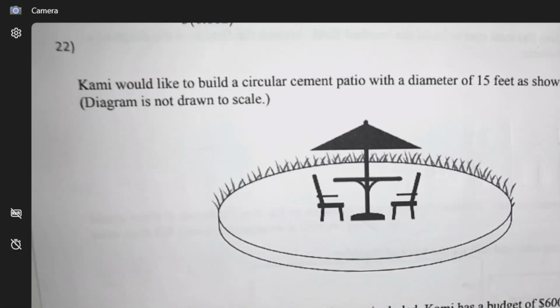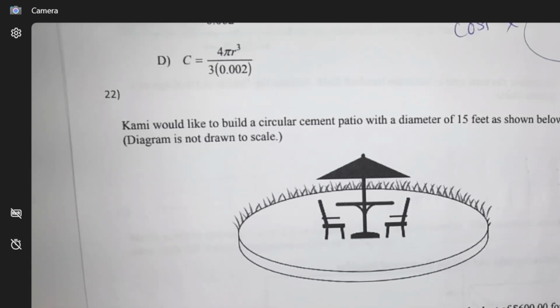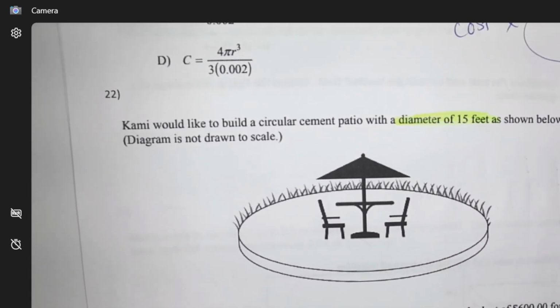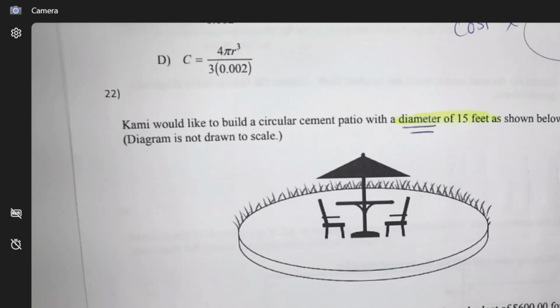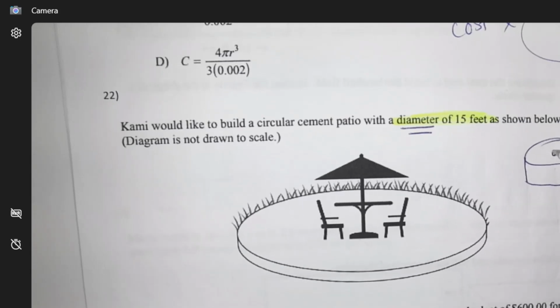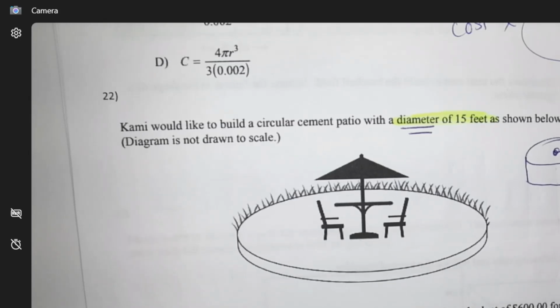Okay, question 22. We are going to be building this cement patio. Diameter of 15 feet. What does the word diameter mean? All the way across. So when we look at this shape, it is a cylinder, and this would be 7.5 feet as a radius of that cylinder.